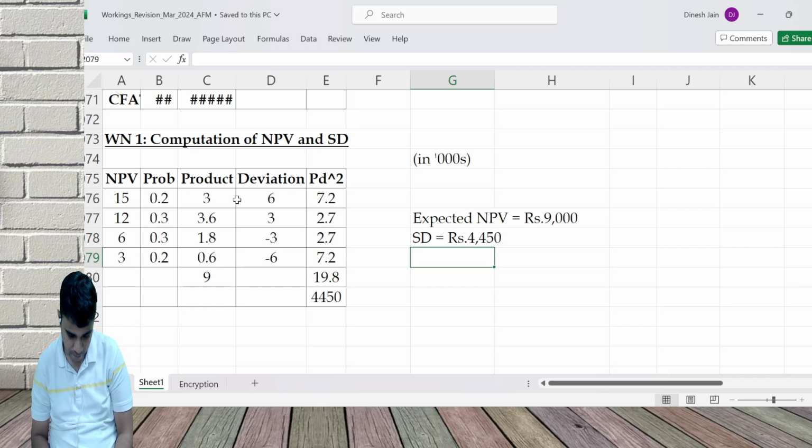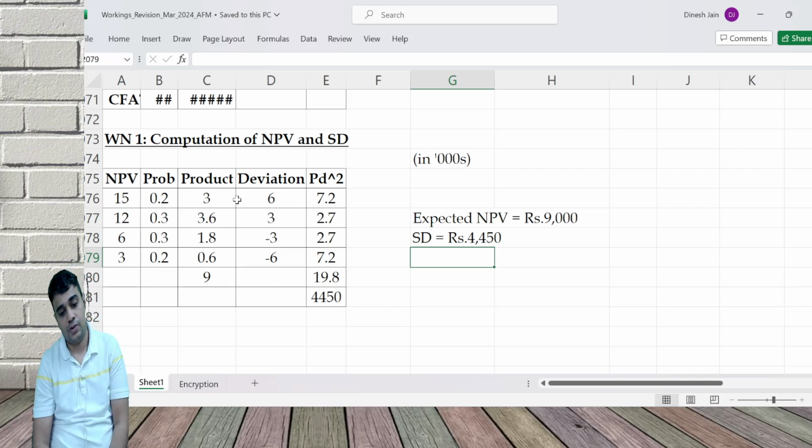Expected NPV 9,000. Standard deviation, take a square root first and then do into 1000. Don't do into 1000 without taking a square root. Some students did that in exam. Because PD square is not into 1000, it has to be 2 times into 1000. So 19.8, take a square root first, leave the number in your calculator and do into 1000.